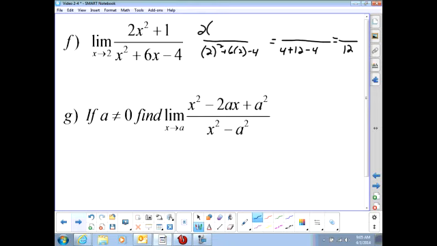So we'll have 2 times 2 squared plus 1. 2 squared is 4. 4 times 2 is 8. So we'll have 8 plus 1. Or in other words, we'll have 9/12. And if you wanted to reduce it, it reduces to 3/4. So this was a case where we were able to do direct substitution because it was defined where we were trying to approach, where x approaches 2.